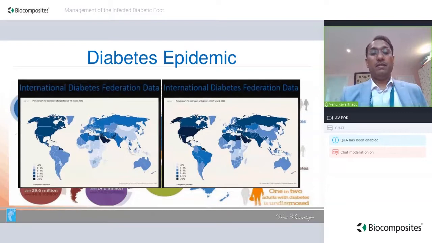Now, we know that the prevalence of diabetes worldwide is very high at present. The darker the country in that map on the left side, the greater the prevalence of diabetes in that population. And that is expected to become even darker in the coming decades. So the burden worldwide is already massive, and that is going to get even greater in the coming years.